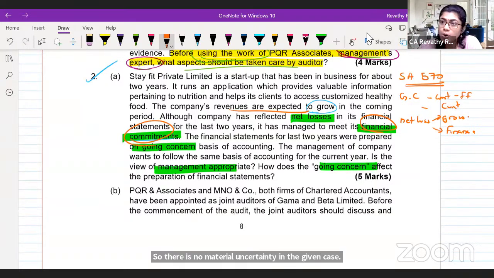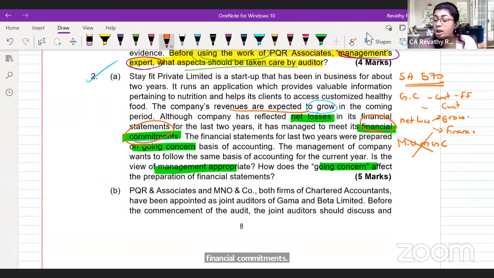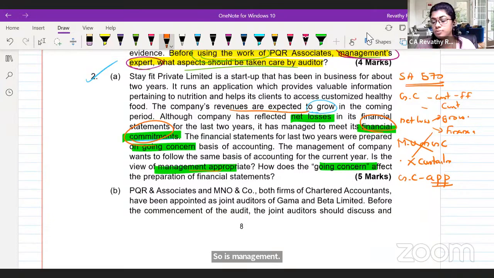You guys are saying appropriate but material uncertainty on going concern? No, there is no material uncertainty at all. If there was an uncertainty, they would not have paid the financial commitments, or they won't expect it to grow, or they would be curtailing the operations, but they are expecting to grow in future. So going concern is appropriate. There is no uncertainty. So is management appropriate or inappropriate, guys? Management is appropriate.